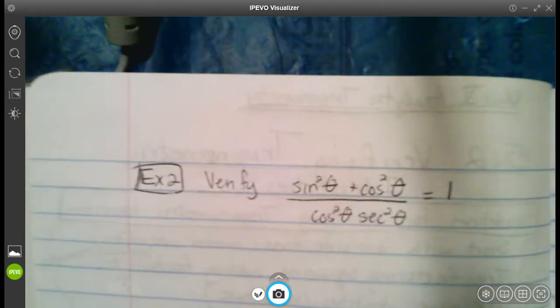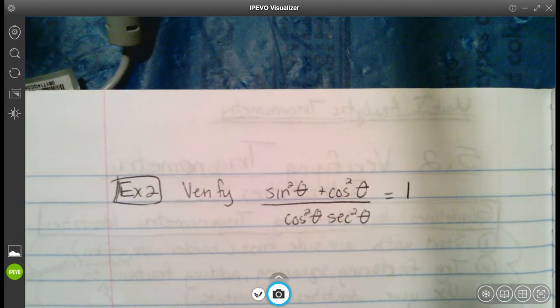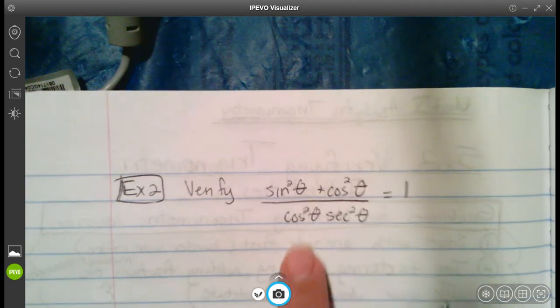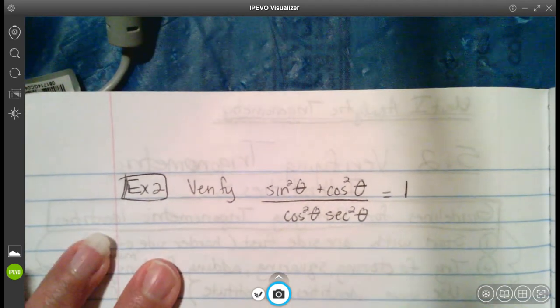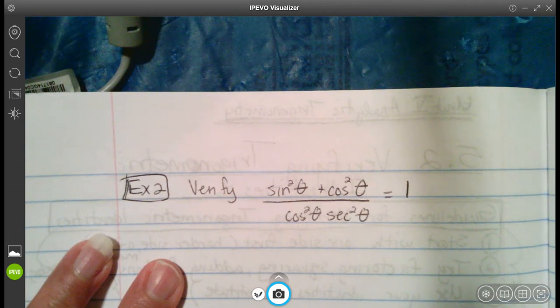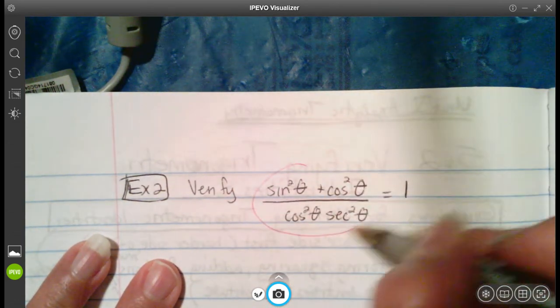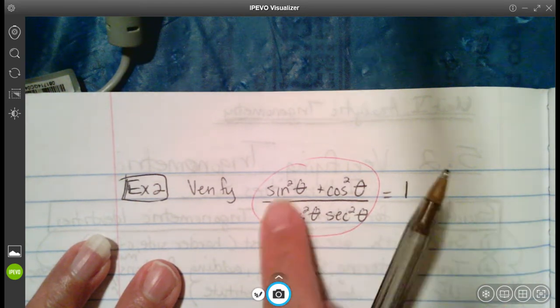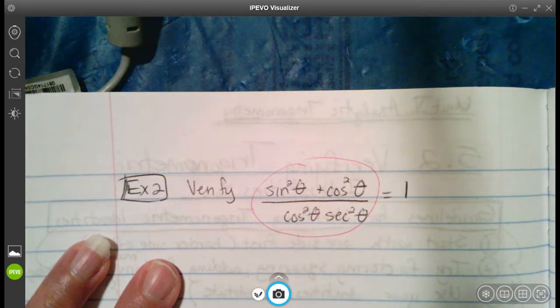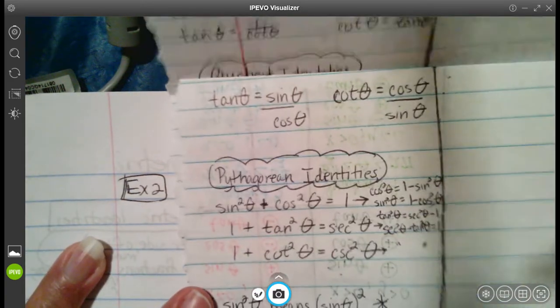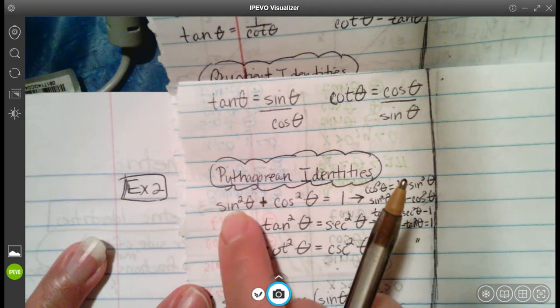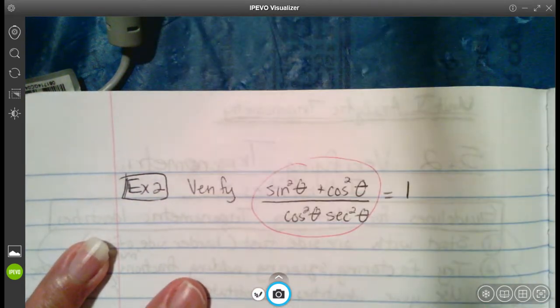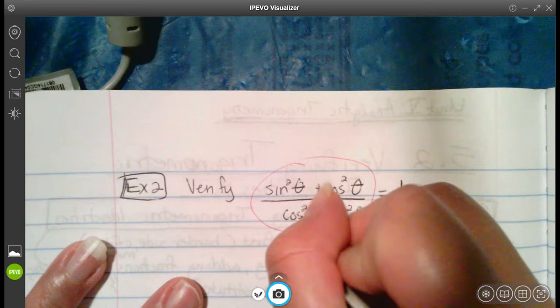Example 2. We have to verify that sine squared theta plus cosine squared theta over cosine squared theta times secant squared theta is equal to 1. Just like the other one, it looks like the left side is the more difficult side. And right away, I see this Pythagorean theorem thing going on here. I'm going to use this identity right here. This is equal to 1. So I can replace all of this with 1.